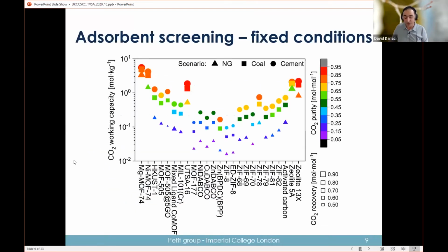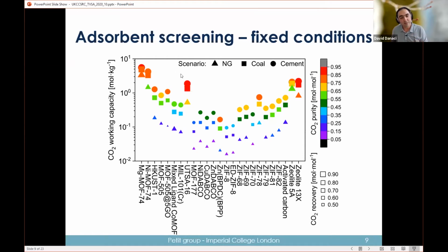So here are the results for the adsorbent screening on the fixed conditions. I'll just run you through the plot. So the color of the points represents the CO2 purity. So orange and red and gray are the higher purity values. The size of the symbol represents the recovery. So the larger the symbol, the greater the recovery. And on the y-axis here, we have working capacity. So the working capacity is the number of moles of CO2 you obtain per kilogram of adsorbent over the whole cycle.